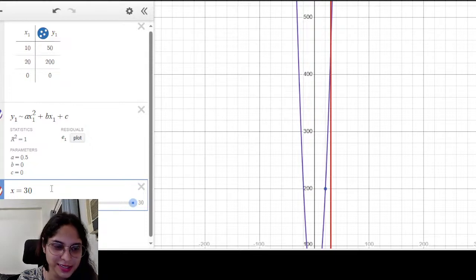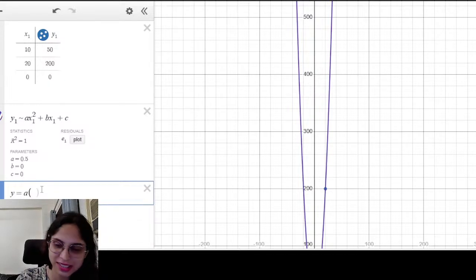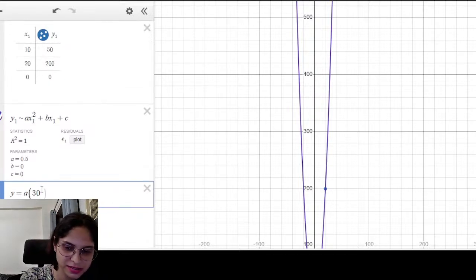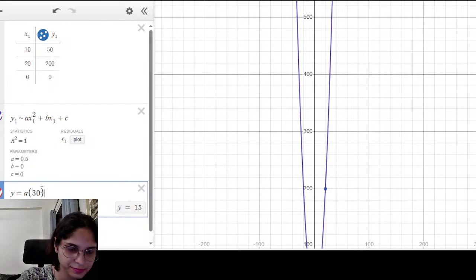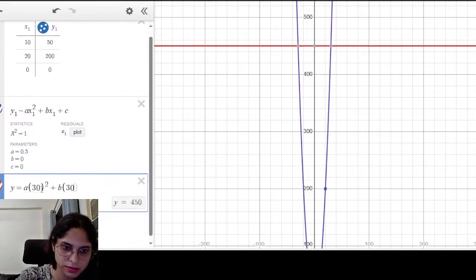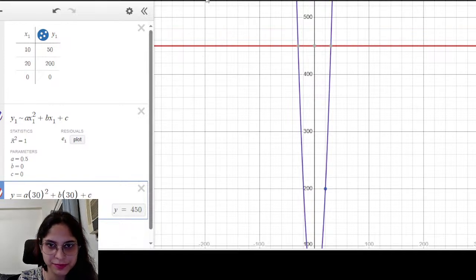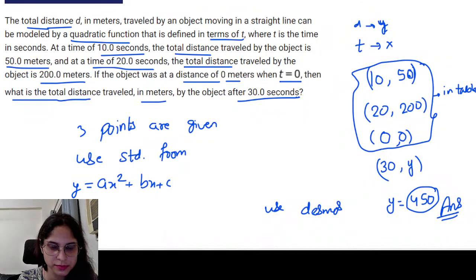So yeah, a better way is to just write in the equation y equals a times 30 squared. No need to write b and c because the values are 0, otherwise you could have done b times 30 plus c. You'll still get 450. So writing x equals 30 to identify what is happening, that's a little more difficult.